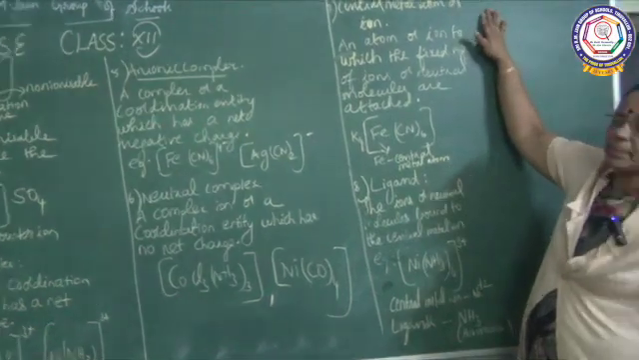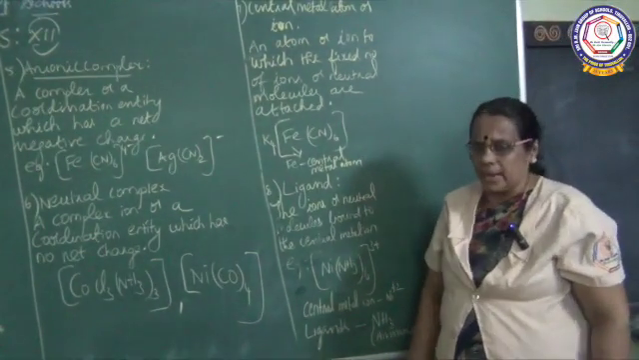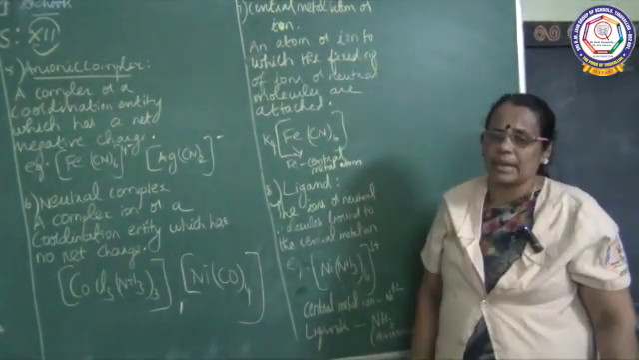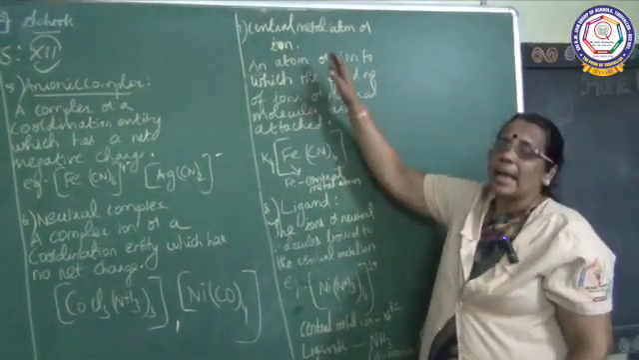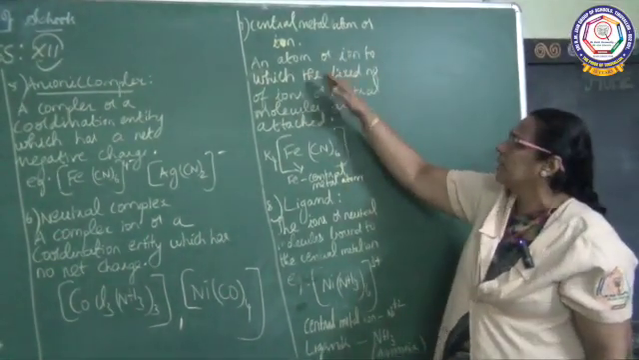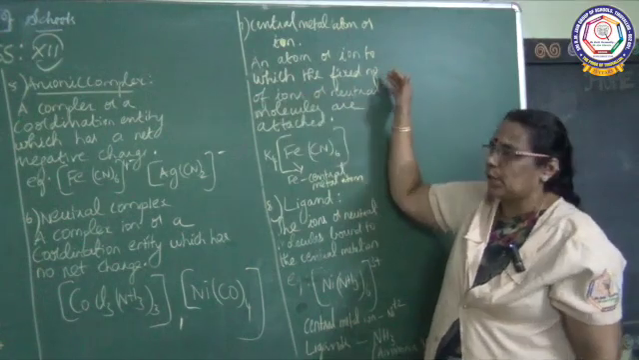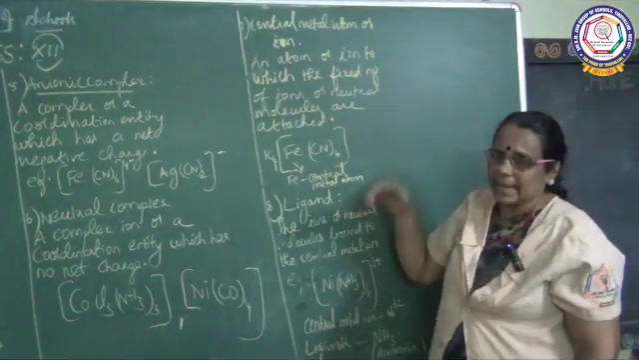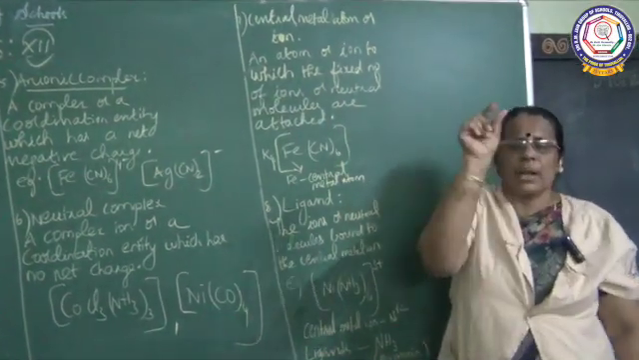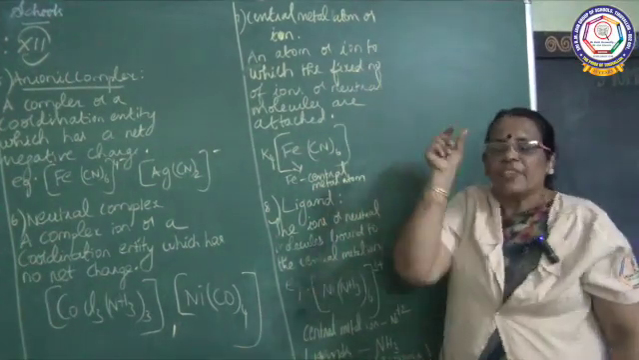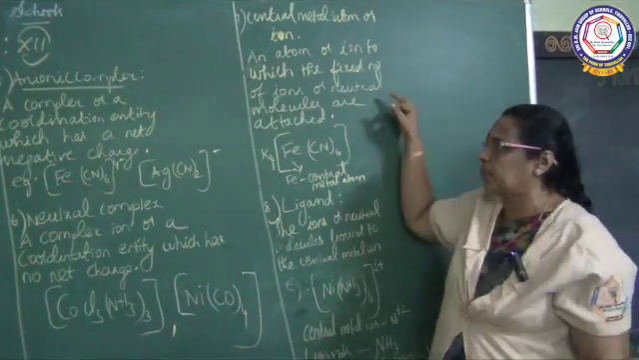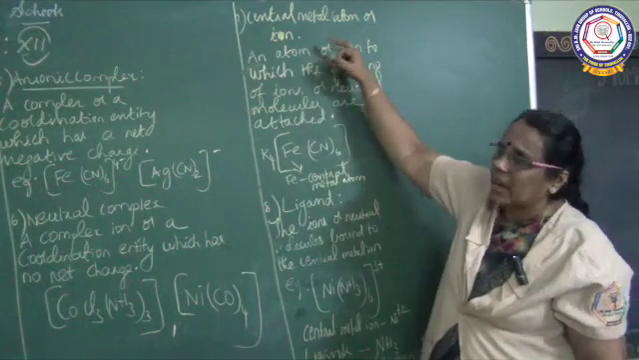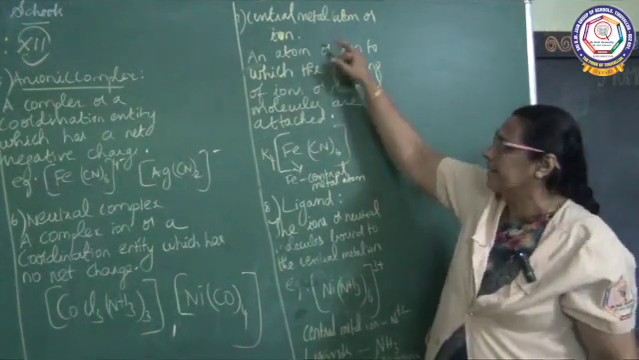Similarly, the other concept is central metal atom or ion. How to define a central metal atom or ion? An atom or ion to which a fixed number of ions or neutral molecules are attached, we can call such a species the central metal ion.